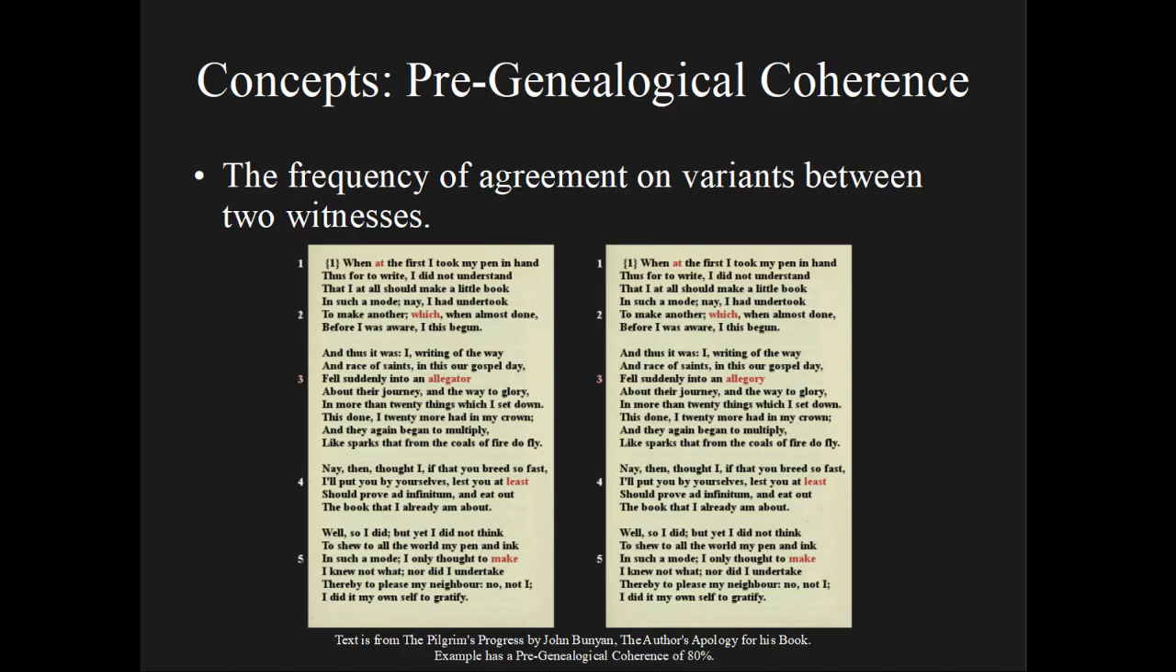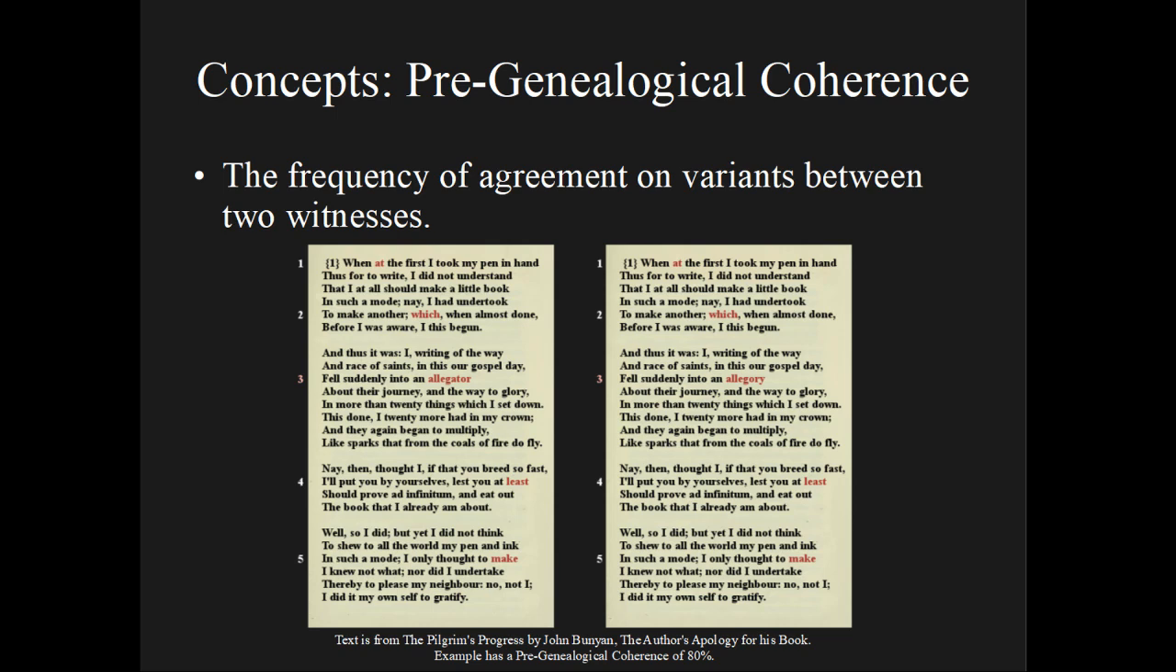The first concept we need to understand is what's called pre-genealogical coherence. These are big technical terms, but basically what it is, as you see here, is the frequency of agreement in variants between two witnesses. So you have two manuscripts in front of you, and you want to count the places of normal variation that we know exist. We want to count all of those up, and count how often these two manuscripts agree with each other at the places of variation.